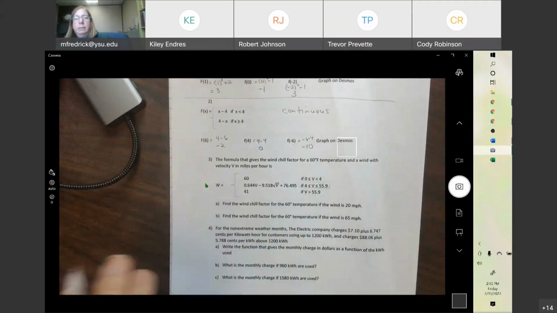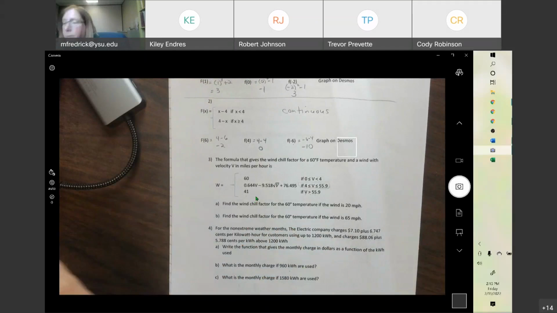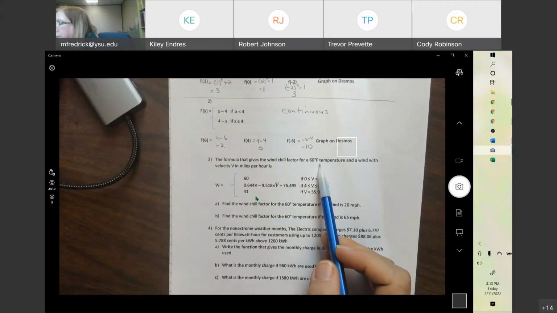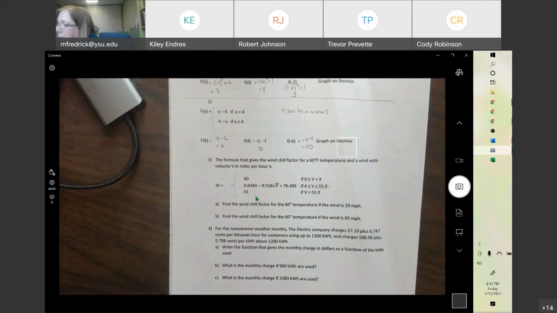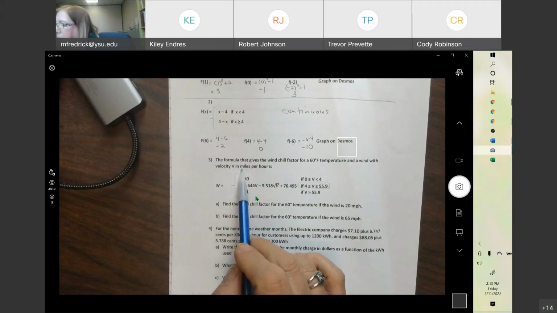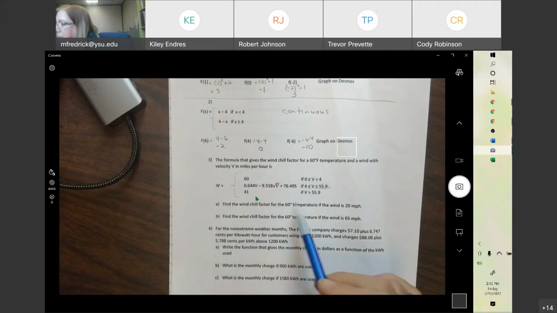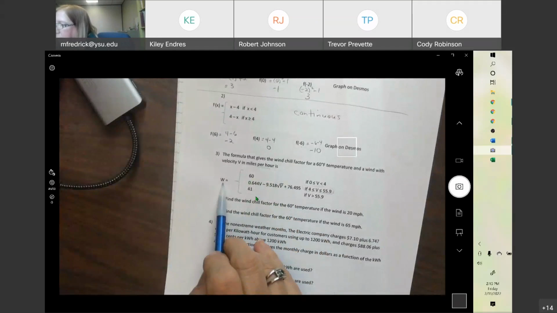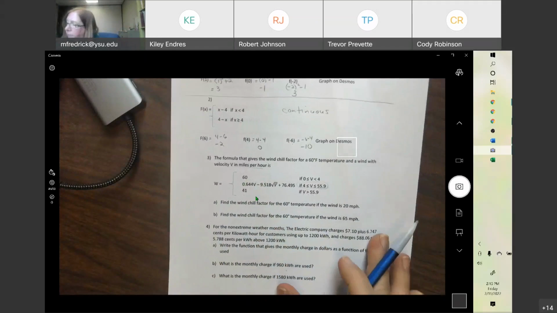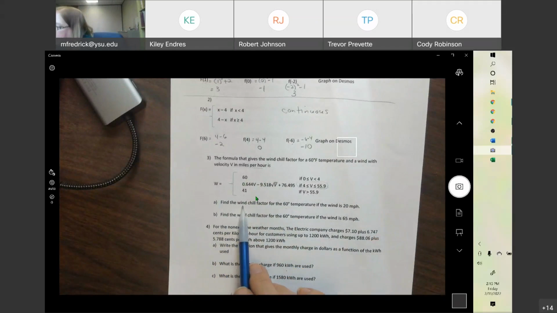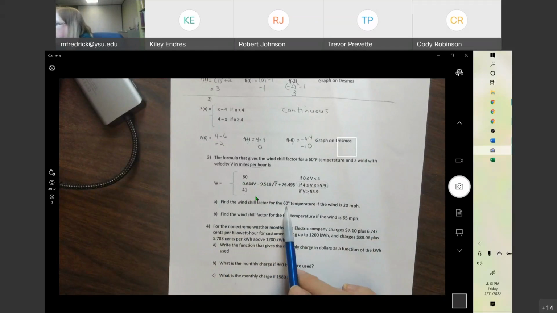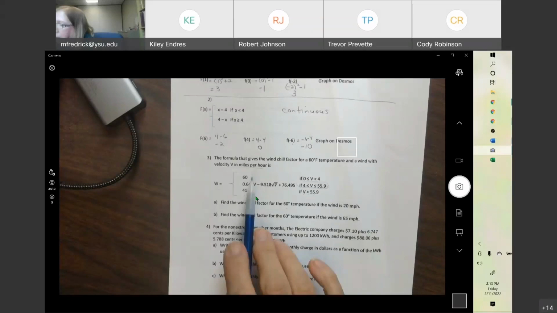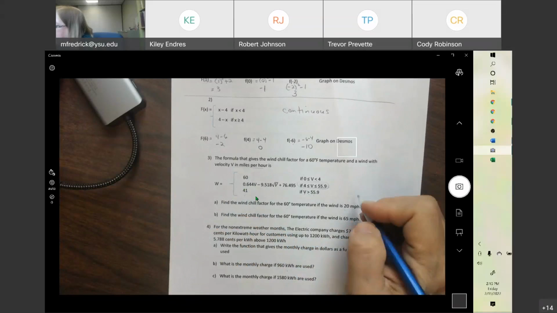Number 3. The formula that gives the wind chill factor for a 60-degree Fahrenheit temperature and a wind with velocity v in miles per hour is given by this. So velocity is in miles per hour, and then the wind chill. Find the wind chill factor for a 60-degree day when the wind is 20 miles per hour. Miles per hour is v.